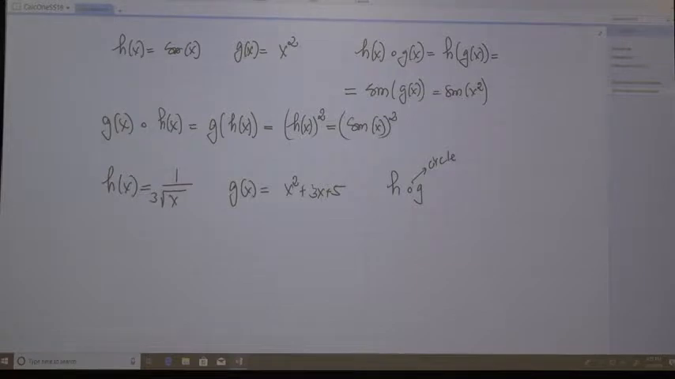So this is actually equal to h of g of x, right? So if h of x is equal to 1 over the cubic root of x, then h of g of x will be 1 over the cubic root of g of x, right? So now we have to substitute g of x with this function, x squared plus 3x plus 5, under the cubic root.